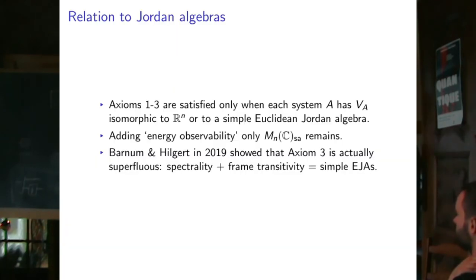So interestingly, it was later shown that this axiom 3, so this axiom of no higher-order interference, is actually not needed for this result. So if you just have a spectral state space and we have frame transitivity, then we already get the simple Euclidean Jordan algebras.